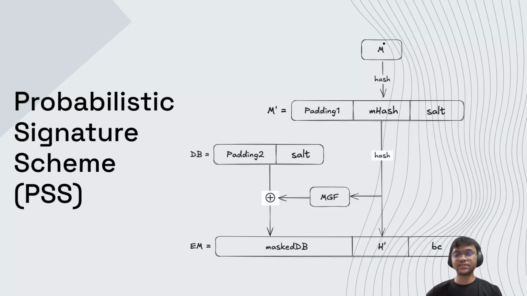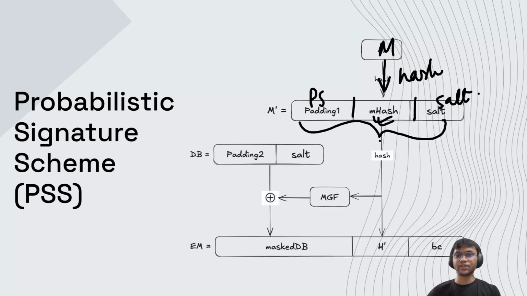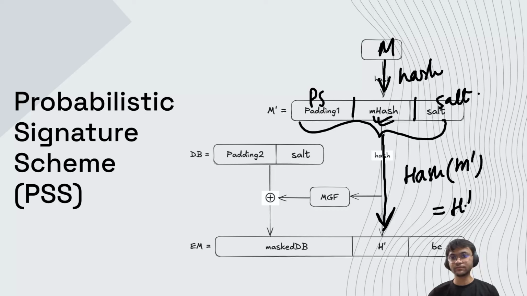We start by selecting M as the message to be signed, and we compute the hash of this block. We store it as M hash. We pad the M hash block on the left with a padding string PS and a salt value to the right. We again compute the hash of this block, M dash, and call it H dash.